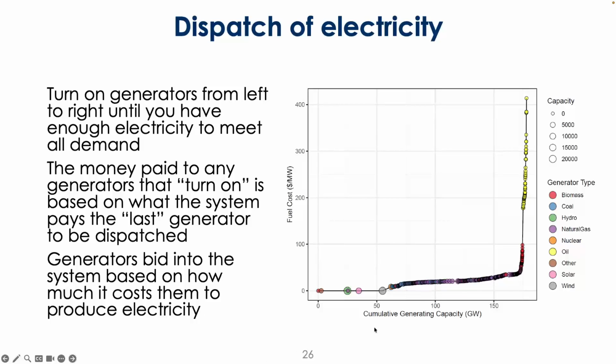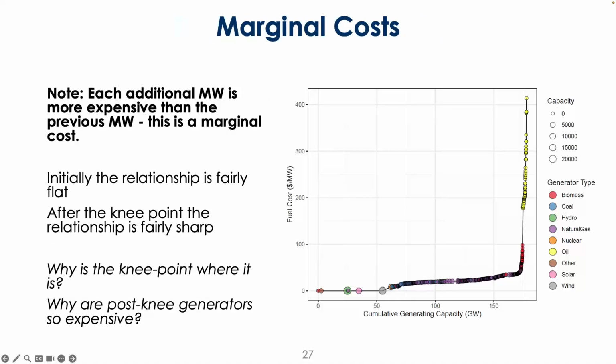So the generators that turn on, we turn on from left to right, and then what gets paid is the price of the last generator. Okay? And note that every additional megawatt is more expensive than the previous megawatt, and that's how we build up this marginal cost curve.